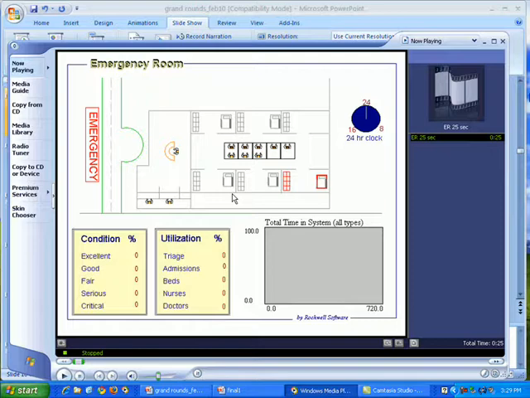So questions we might explore with this type of model are staffing questions. How many nurses should we have? How many physicians should be on staff at different times during the day? How many beds should there be? And so forth. And so we could play around with these questions in a model like this and try to inform decision making.